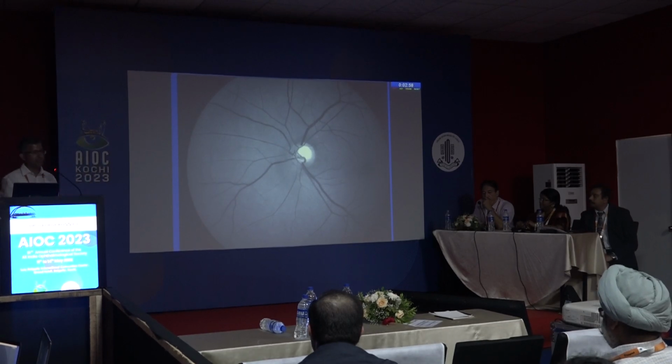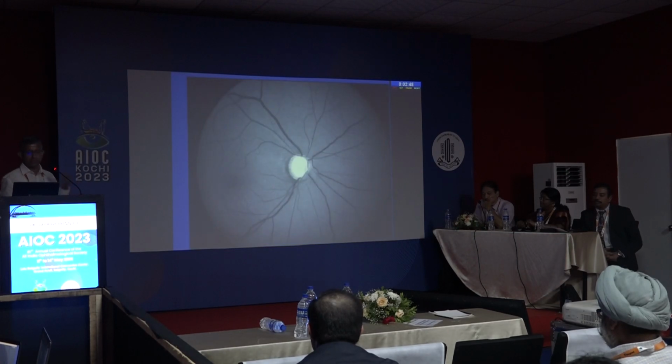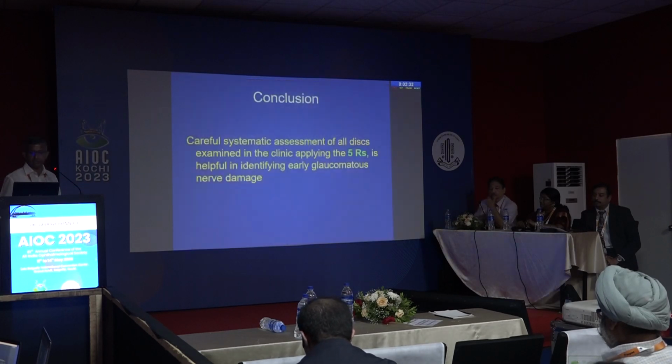The RNFL looks perfectly healthy. There's no localized thinning. What about this? Glaucoma. Very good. So this is a large disc with concentric thinning, both inferior and superior, but there's no nerve fiber loss. Why is that? Because when you have concentric thinning, you have uniform loss all around, so you're not seeing a localized effect. This is something that you need to watch out for. Just because you don't see an RNFL defect doesn't necessarily mean it's not there.